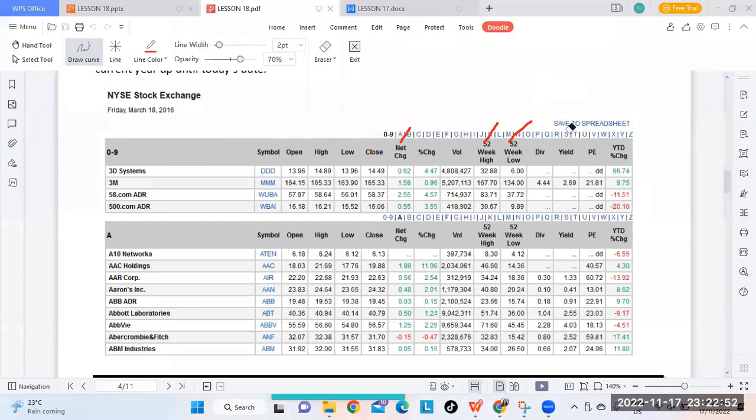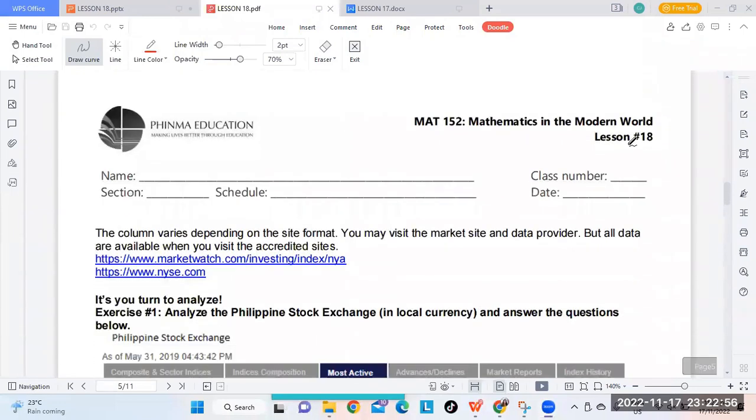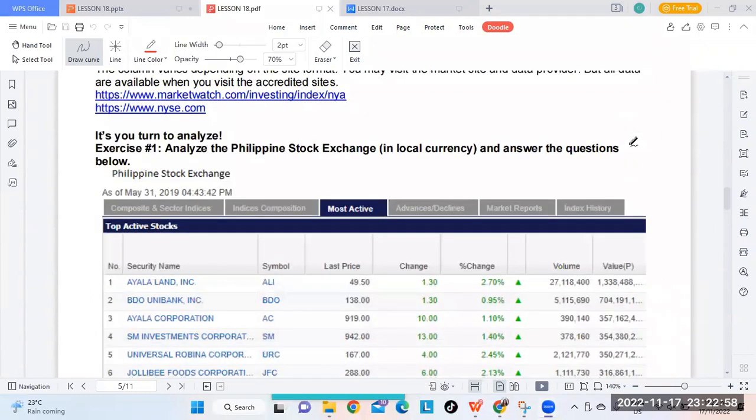Okay, erase na natin. Let's proceed on the exercise number 1. It's your turn to analyze. I-guide ko kayo kung paano siya sagutan. Exercise number 1, analyze the Philippine Stock Exchange in local currency and answer the questions below.